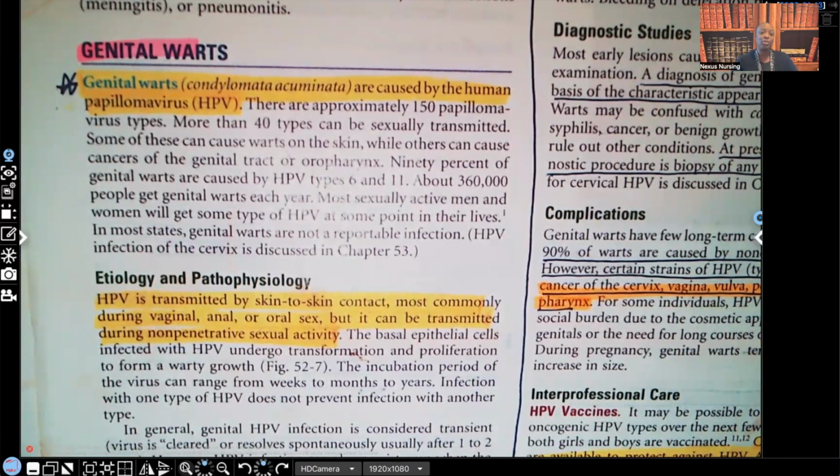As promised, we're going to be going over sexually transmitted infections, and to be more specific, I'm going to be covering genital warts.